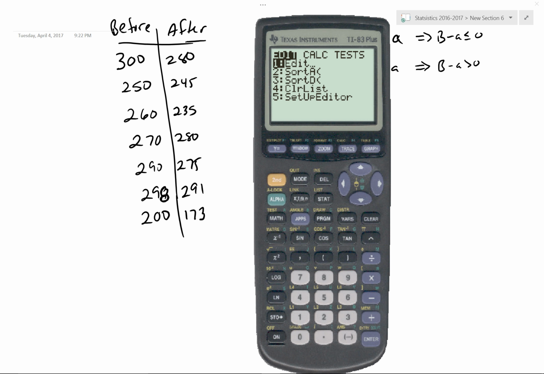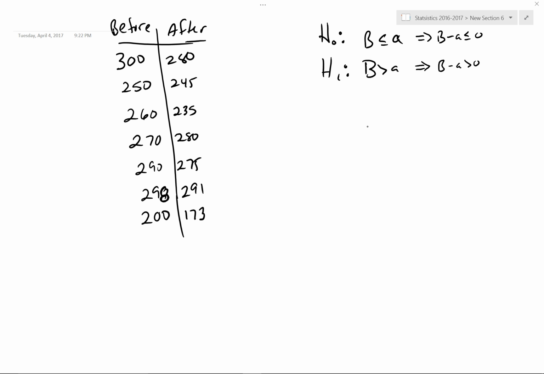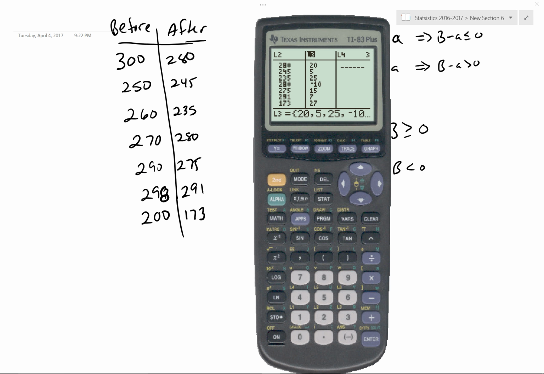Now, you're thinking, what if I typed it in backwards, Jay, or whatever. And you said, well, no, I think you did it wrong. I think, Jay, I did mine after minus before greater than or equal to 0, after minus before less than or equal to 0. Mr. Jay, I'm going to do a lower tailed test. Well, good for you. So the only difference is in how you subtract them.